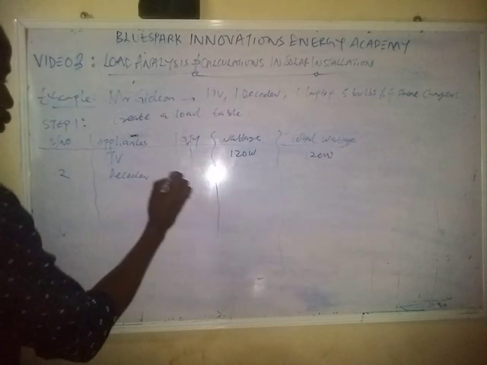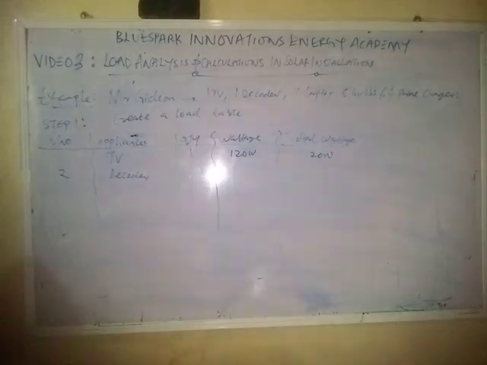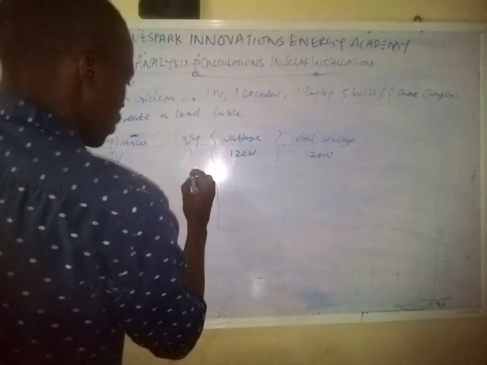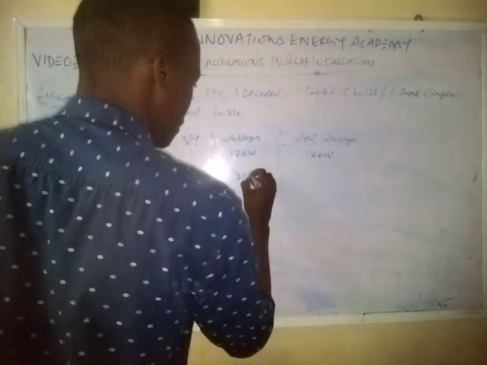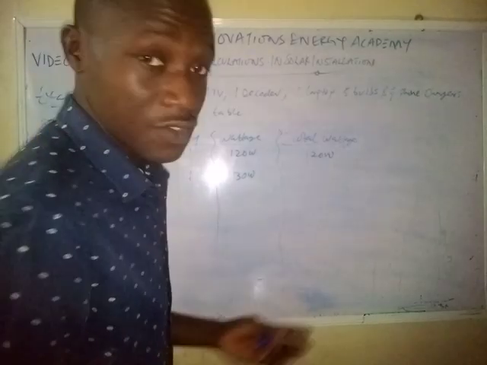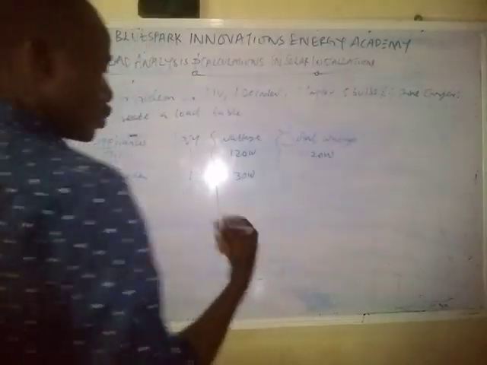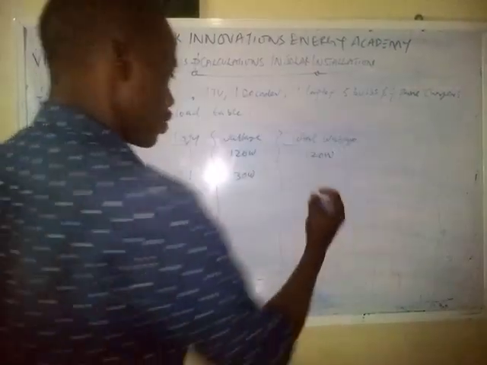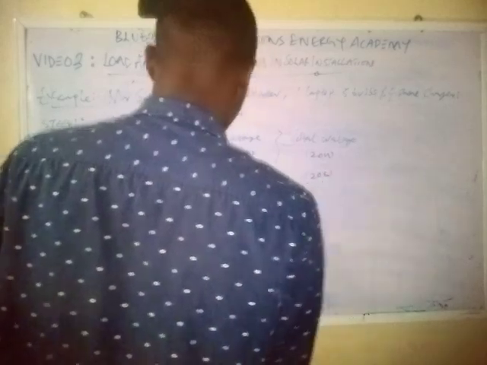Then the second item, 2, is what? Decoder. How many decoders? 1. Let's say our decoder is 30 watts. It will be a DSTV decoder, a GoTV decoder. So averagely, let's just say 30 watts. That's 1 times 30, 30.